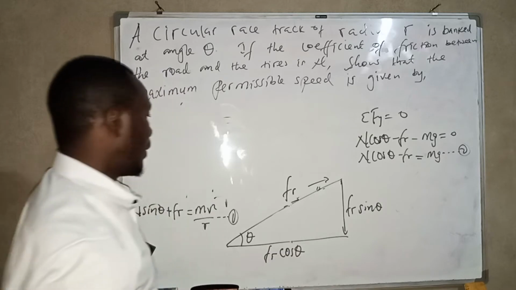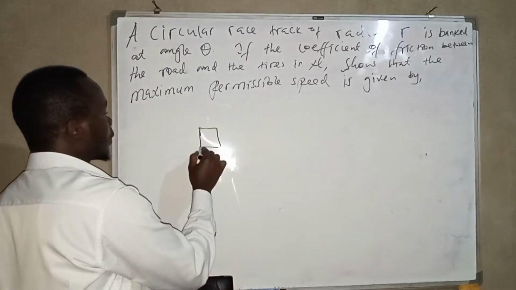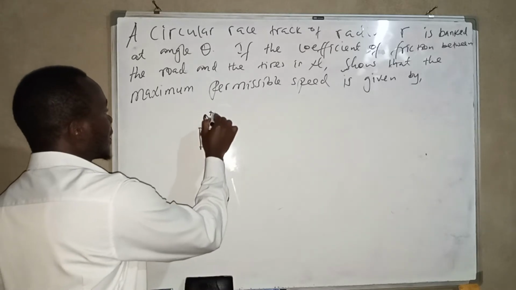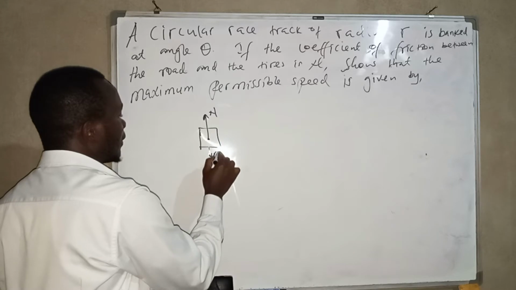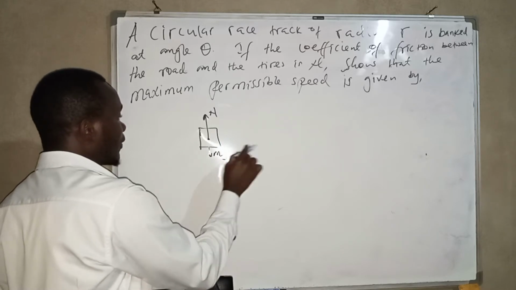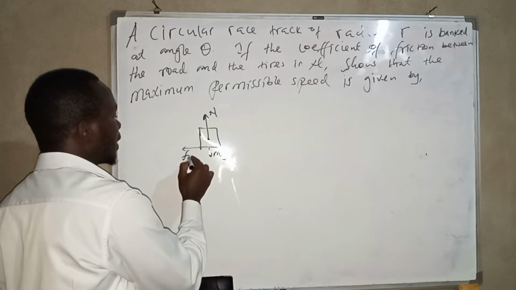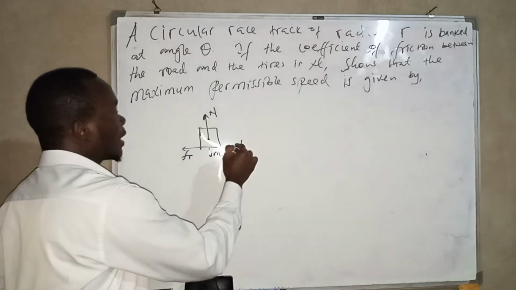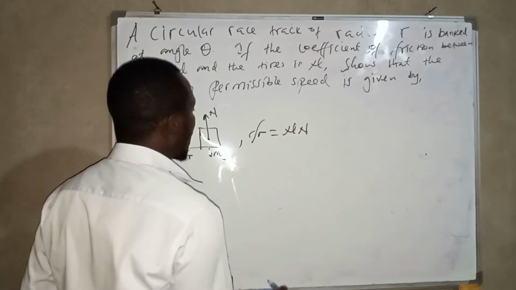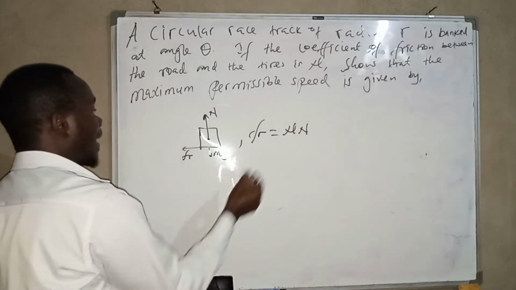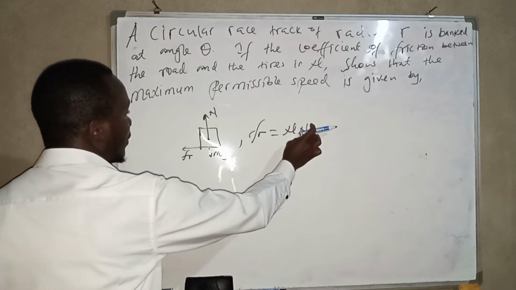We know that if we have an object such as this one, then there's a normal force acting in this direction, and of course mg. If an object is moving in this direction, then there will be an opposing force in this direction, which is the friction force. And this friction force is given by Fr is equal to mu N. So let us get this and plug it into the first and the second equations.